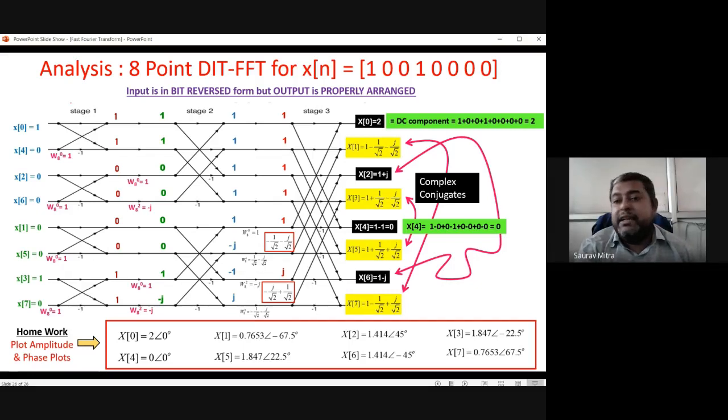So I'm leaving this homework to you, and next day we will do 1 or 2 more numericals on 8-point DIT FFT, and then we will see the 4-point inverse DIT FFT algorithm. And finally the main topic of this chapter, the spectral analysis of FFT, that we will do in the next sessions. So only 3 topics remain.